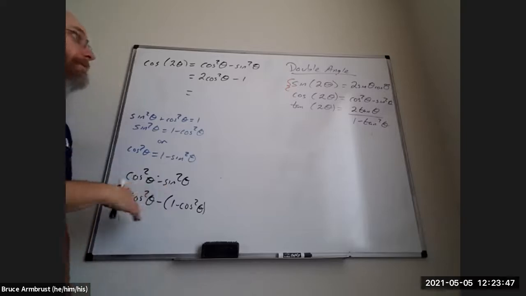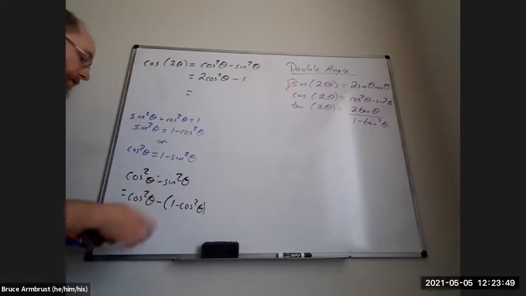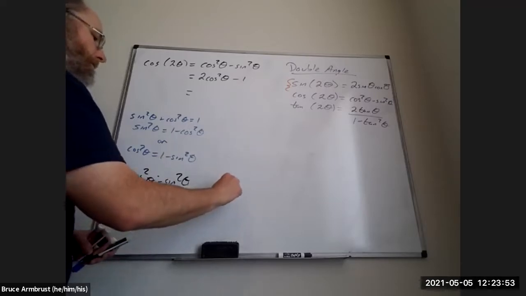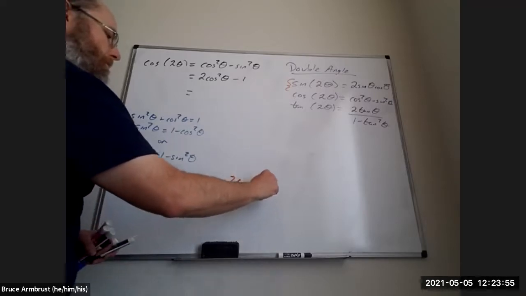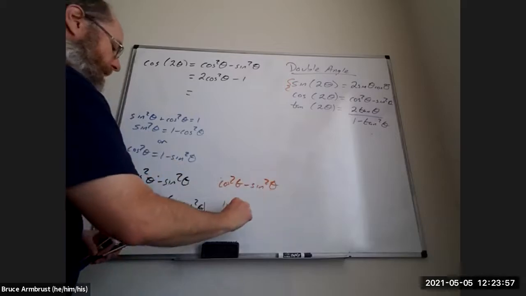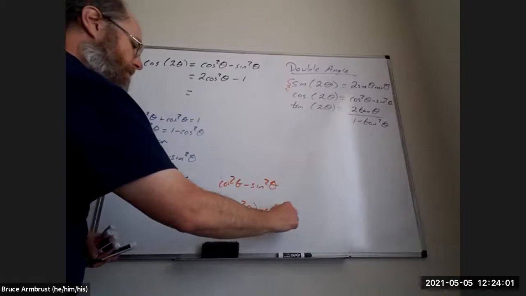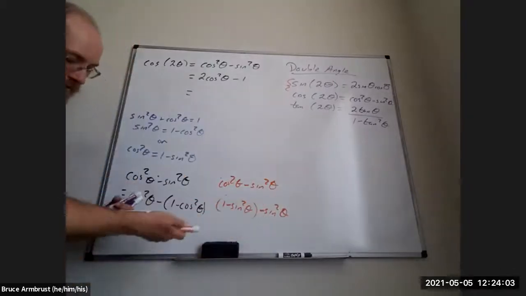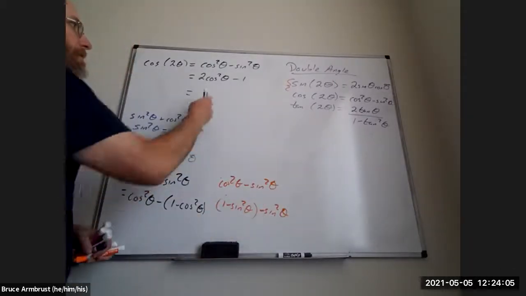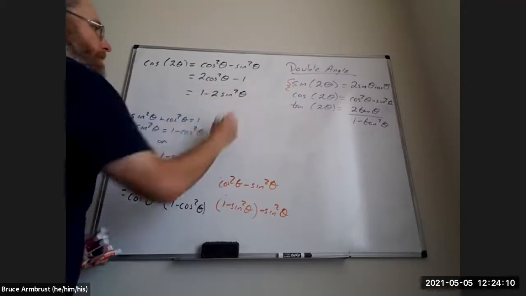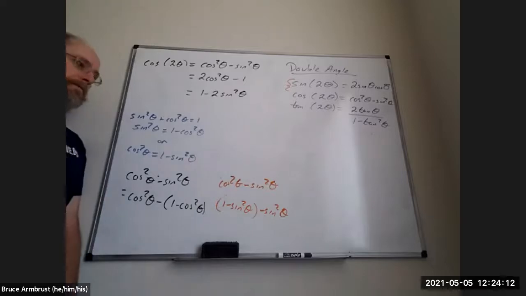If I do the same thing, but I replace the cosine piece, I would have 1 minus sine squared minus sine squared. And again, if I just group like terms, this one looks like 1 minus 2 sine squared.